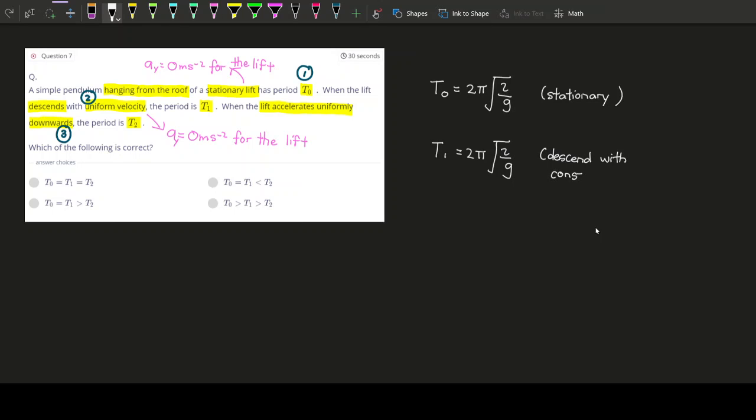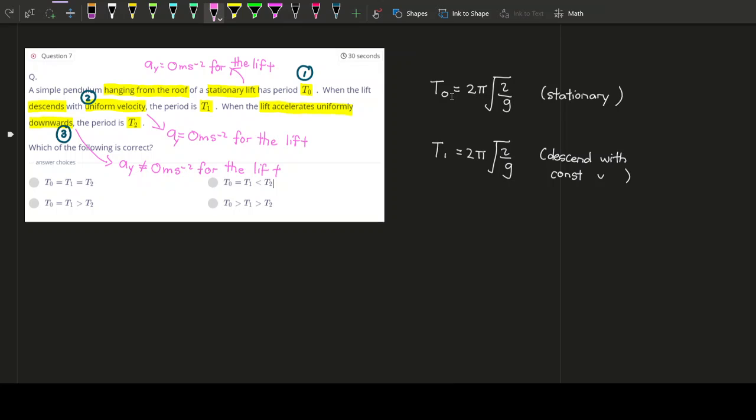Now we move on to the third case. The third case mentions that the lift accelerates uniformly downwards. If it's accelerating uniformly downwards, it means that for the third case, the acceleration in the y direction is no longer equal to 0 meters per second squared for the lift. So in this situation, if this acceleration is no longer equal to 0, this formula is probably not appropriate for us to use anymore.